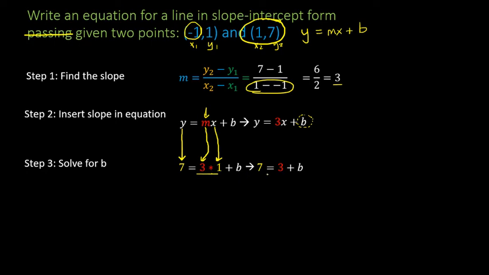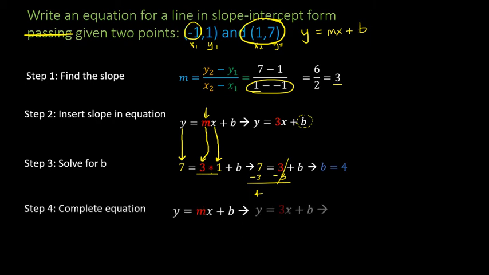So if I have this equation, 7 equals 3 plus b, I can subtract 3 from both sides, and I find that b is equal to 4. So that was the last piece of the puzzle I needed. Now I can complete my equation. We had y equals 3x plus b, but now we know that b is equal to 4. So my final answer is y equals 3x plus 4.